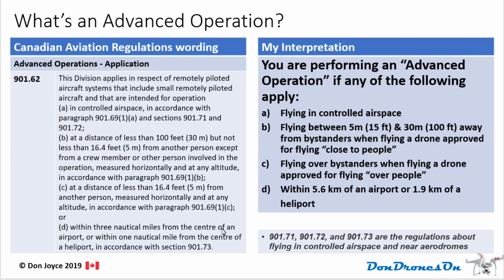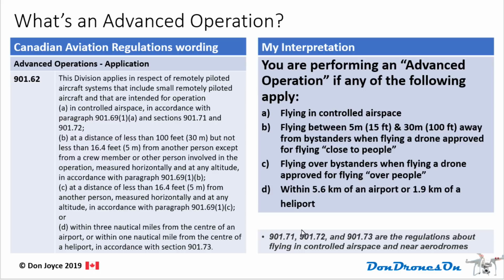These rules here refer to from 901.62 to 901.69 A, B, and C, which basically define these 3 A, B, and C criteria, and each of those in turn refer to 901.71, which is talking about flying in controlled airspace, 901.72, which also talks about airspace, and 901.73, which talks about flying close to airports, as mentioned down here.